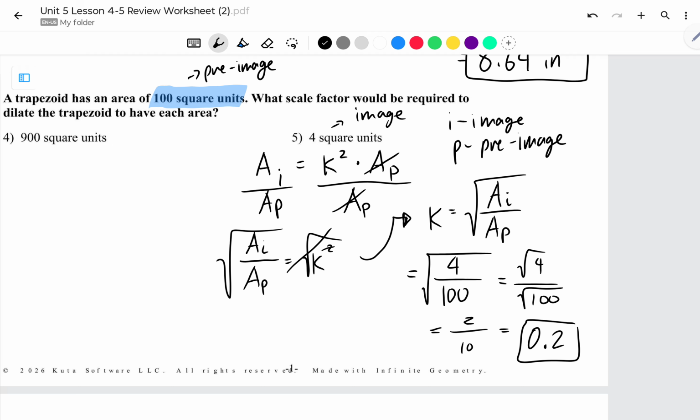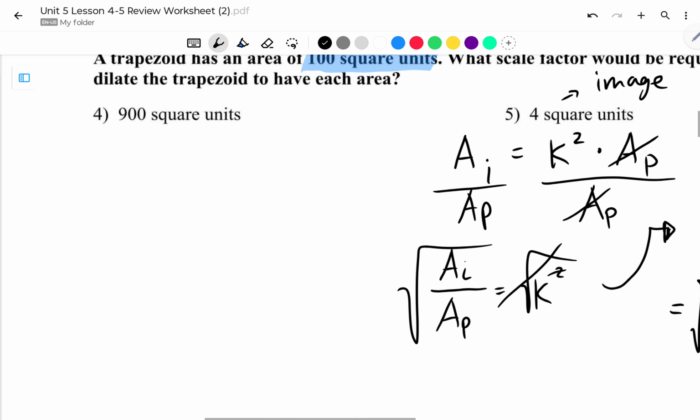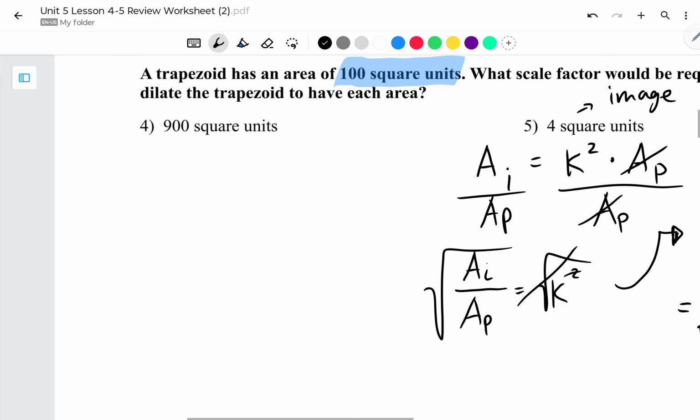So the scale factor here, what did we calculate? We're basically saying how did the area of the trapezoid go from 100 square units to 4 square units? It's because the scale factor k was 0.2. 0.2 squared is 0.04. So yes, 100 times 0.04 is 4. Okay, try it out with number 4.